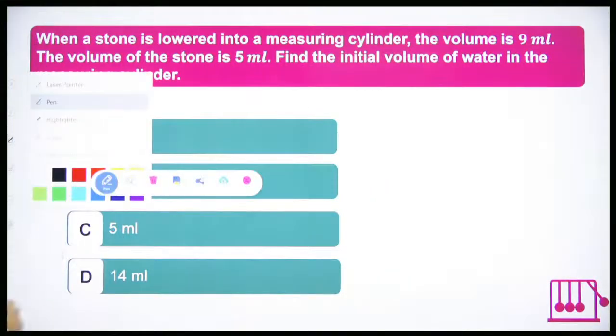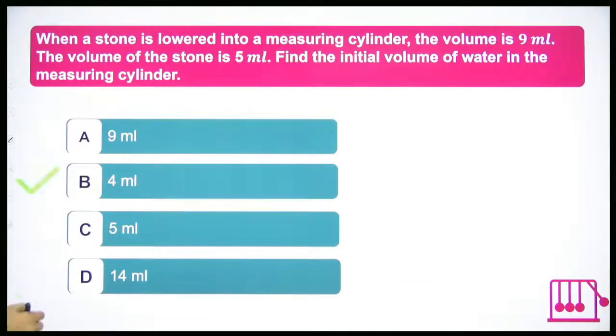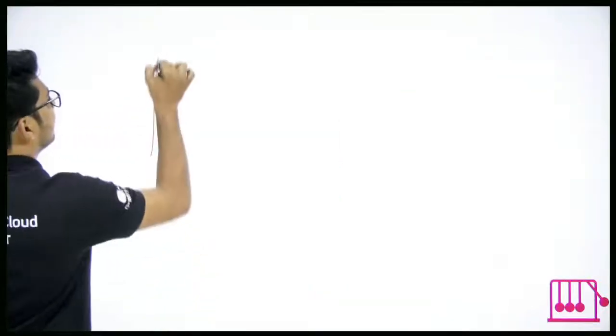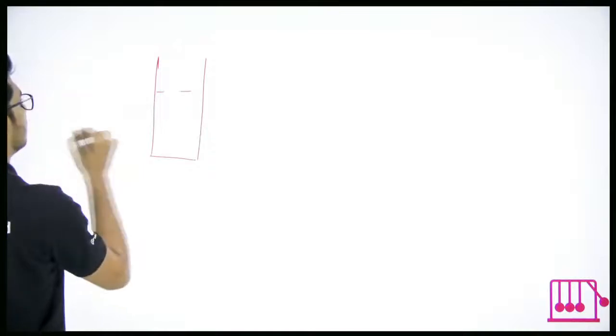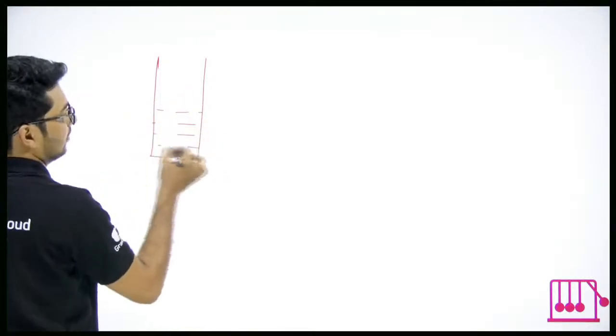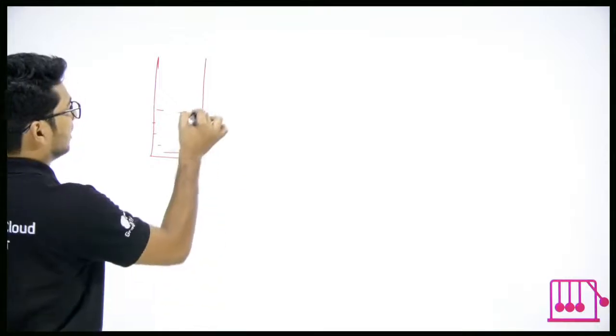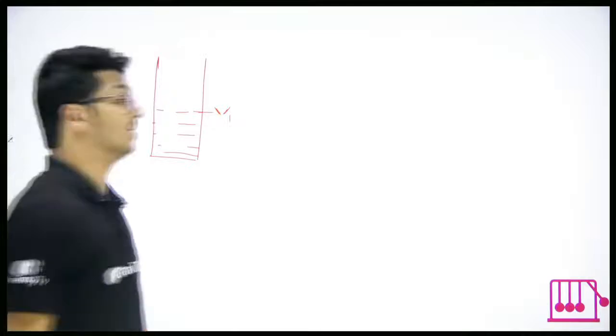So here, what is the correct answer? The correct answer would be 4, option B, 4 ml. How? Let us understand the question first. Here you have a measuring cylinder. Initially it has only water, and we don't know what that is. We have to calculate that. Let's say the volume is V1.